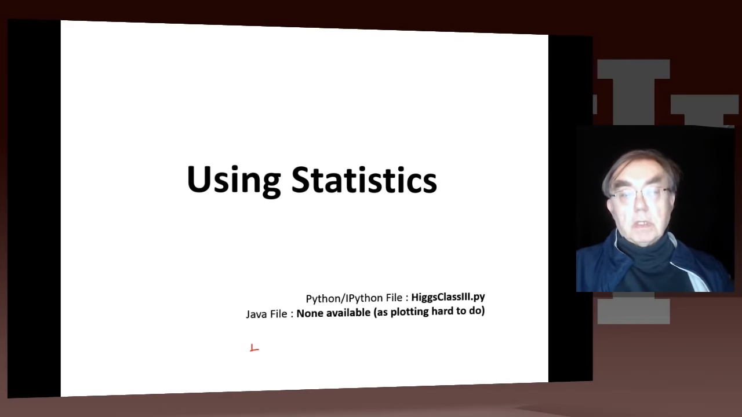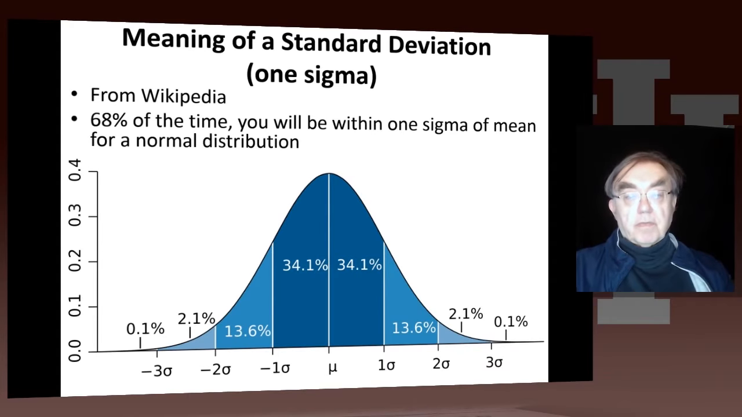Now we have the last lesson in the third unit of the physics use case, which describes some aspect of using statistics in physics. This is illustrated by this file Higgs class 3.py, which is available on FutureGrid and on the files tab of the online class. The first slide comes from Wikipedia, the source of a lot of wisdom, and it just tells you what a standard deviation is.